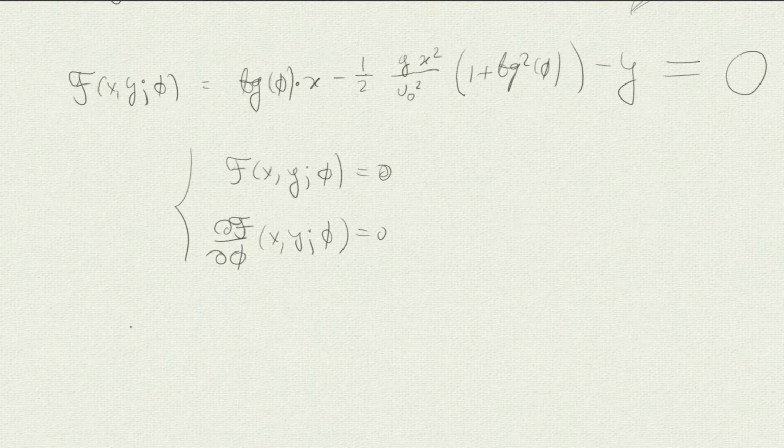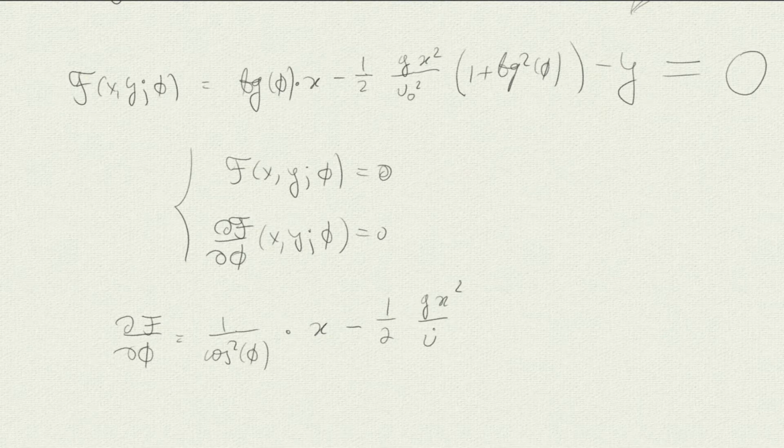So of course, let's compute df by dphi here. The derivative of the tangent is 1 over the cosine squared of phi, times x, of course. And then when we take the derivative of y with respect to phi, this is 0, and this term times 1 is 0. So we're going to have minus 1/2, and here we have g x squared divided by v0 squared, where we need to differentiate this tangent squared of phi. So it's going to be twice the tangent of phi, and then the derivative of the tangent is 1 over cosine squared of phi. And so this needs to be equal to 0.